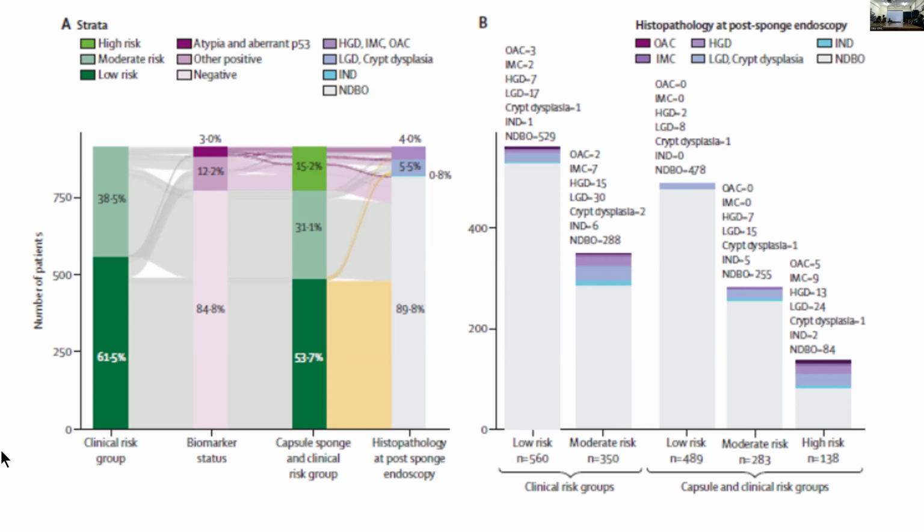Now, following the results of the capsule endoscopy, those groups are changed into low, moderate, and high risk. At the end of the capsule endoscopy, in the low risk group, there were no patients with carcinoma. There were 2 patients with high grade dysplasia, 8 patients with low grade, and 1 patient with crypt dysplasia. So it does seem to confer a benefit as opposed to just clinical risk stratification alone.